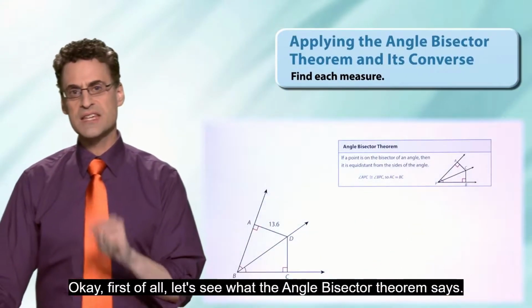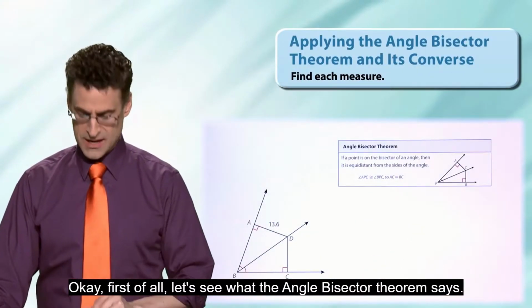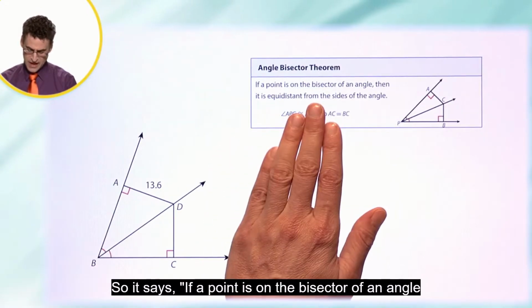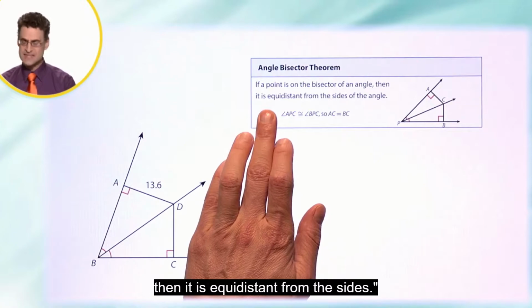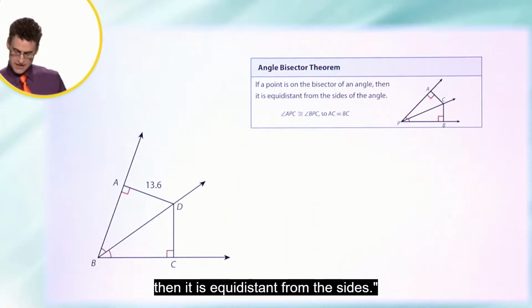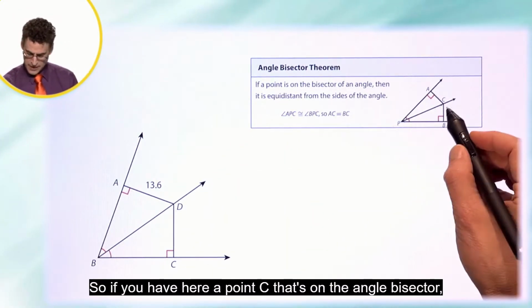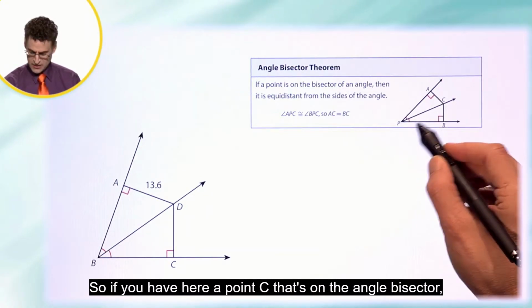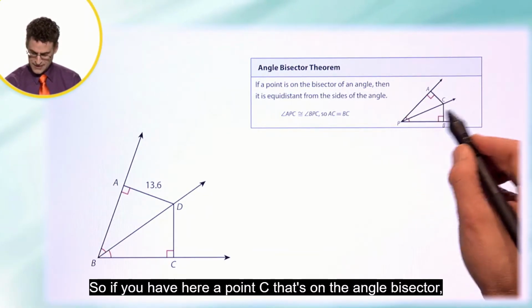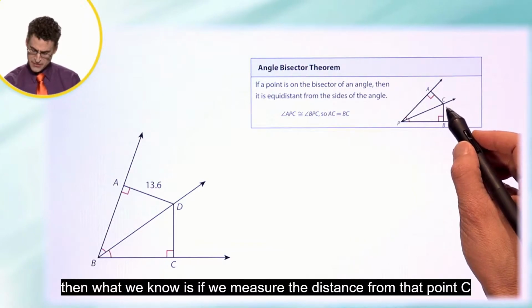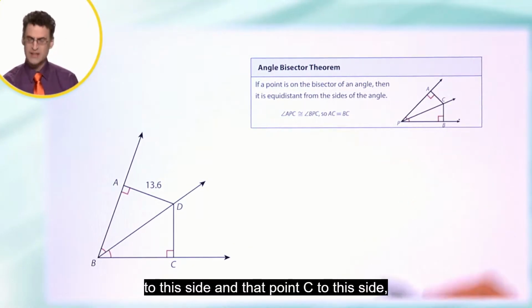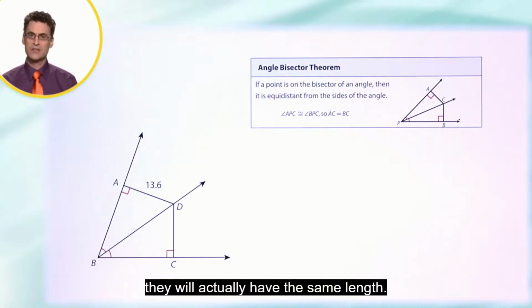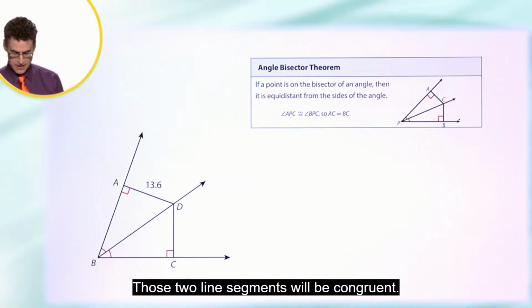Okay, first of all, let's see what the angle bisector theorem says. It says, if a point is on the bisector of an angle, then it is equidistant from the sides. So if you have here a point C that's on the angle bisector, then if you measure the distance from that point C to this side and that point C to this side, they will actually have the same length. Those two line segments will be congruent.